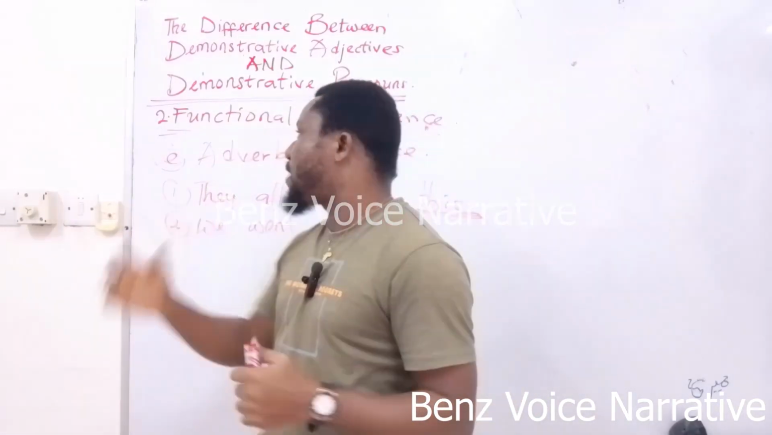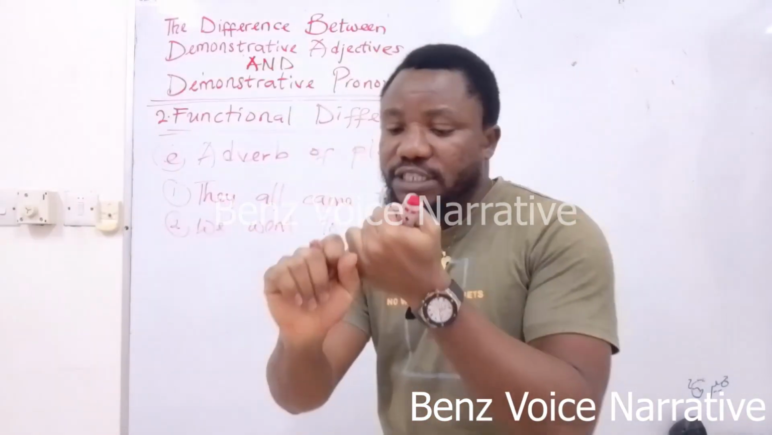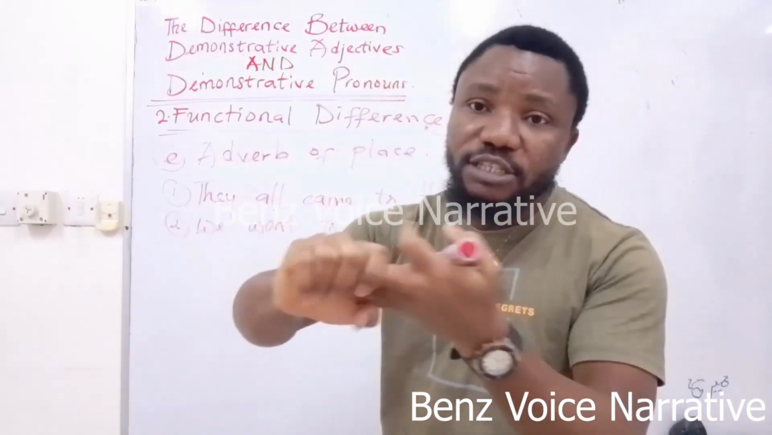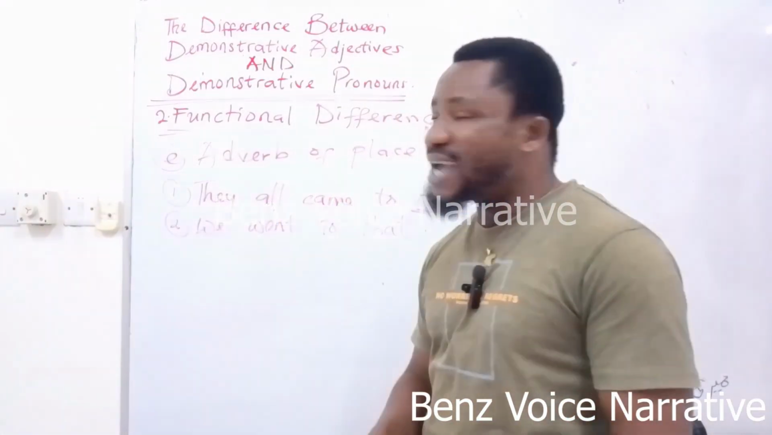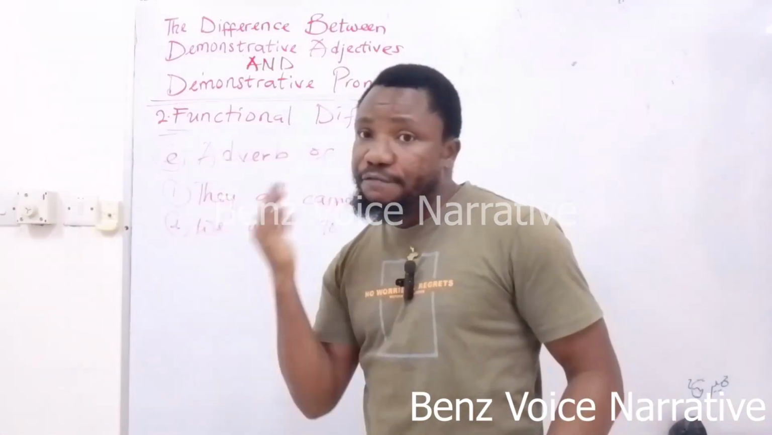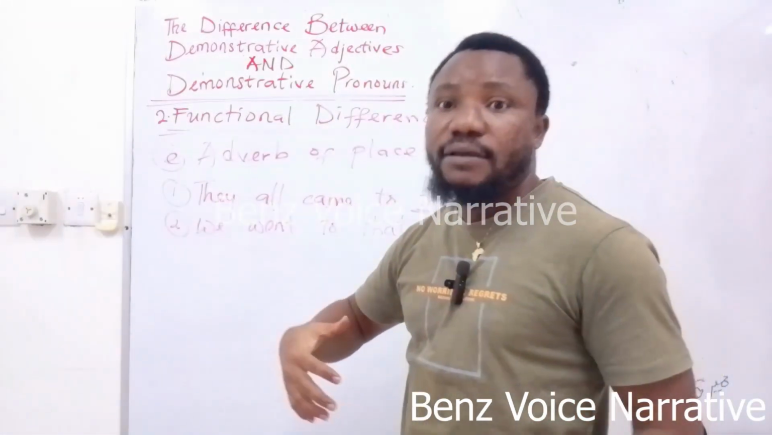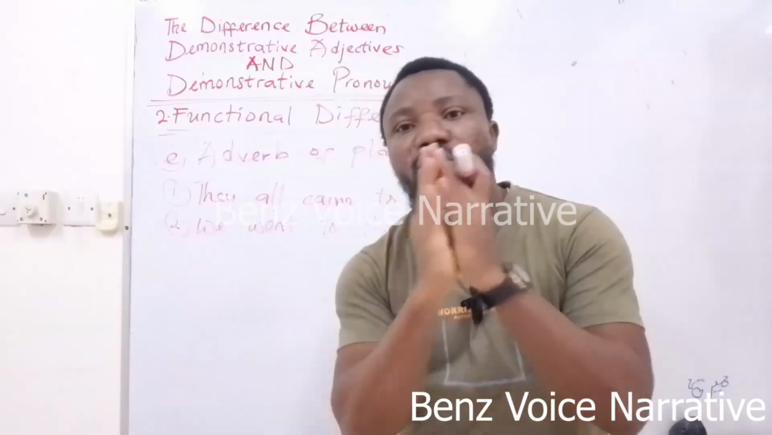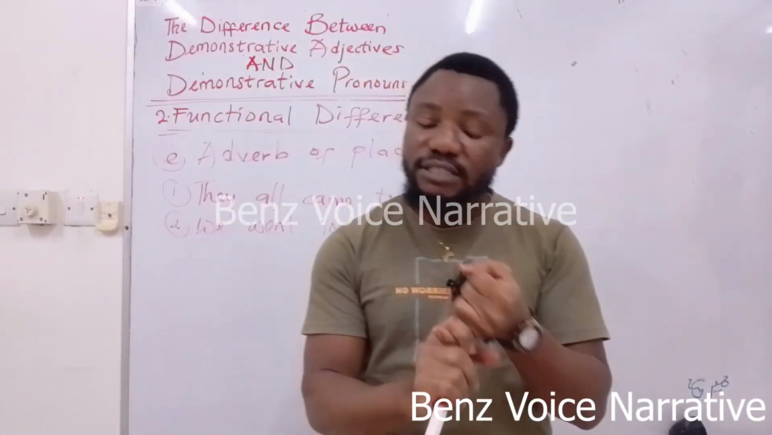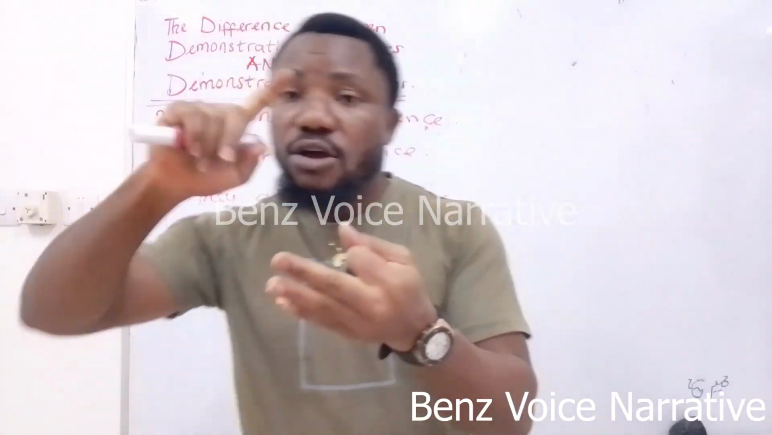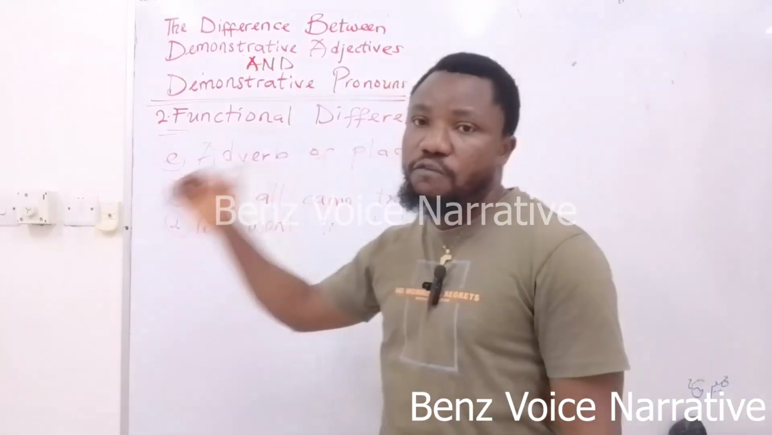So, and in terms of function, I looked at 5 things. First, the subject of a sentence, the object of a sentence, the object complement, the subject complement, and then adverb of place. So I said that for all of these 5 functions, only demonstrative pronouns can come to play. Between these two, only the demonstrative pronouns can function as the subject of a sentence, the object of a sentence, object complement, subject complement, and finally as adverb of place.